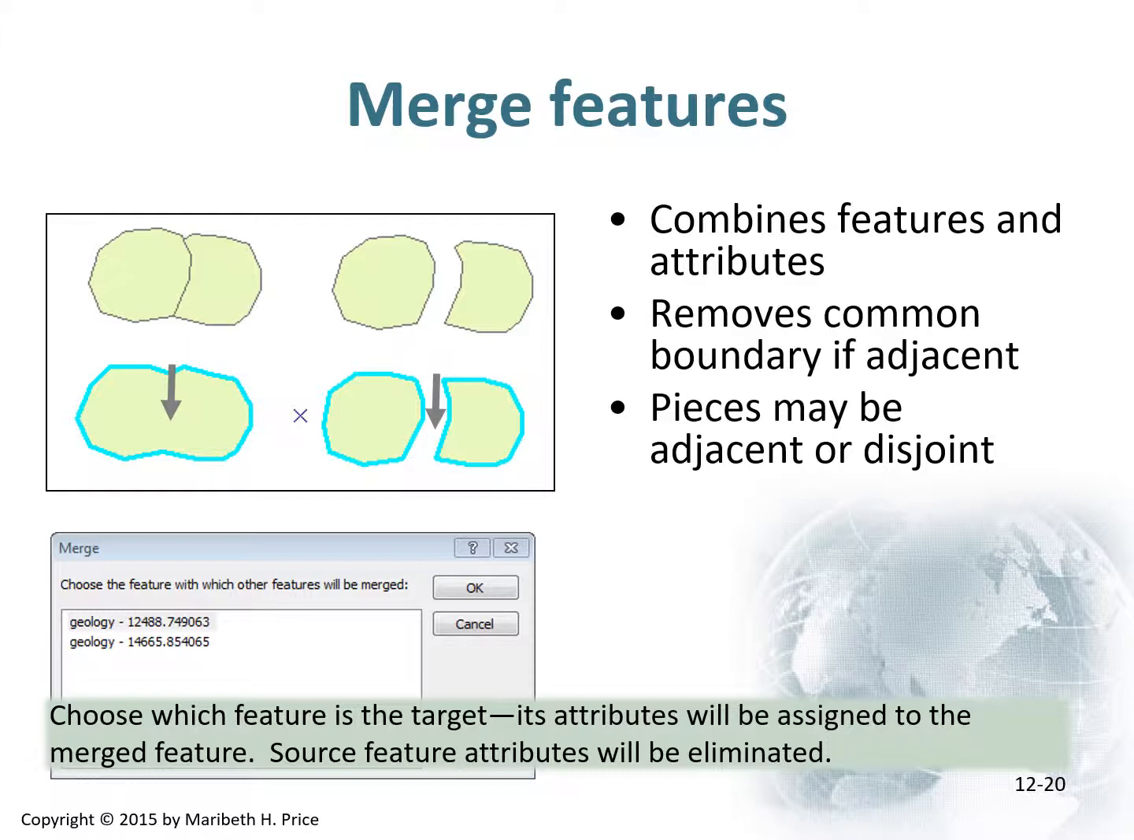You've got to figure out which one's your target, which one's your source. Its attributes will be assigned to the merged feature. The source feature attributes will be eliminated. So you need to make sure you're joining things the way you want to get the data that you want at the end.